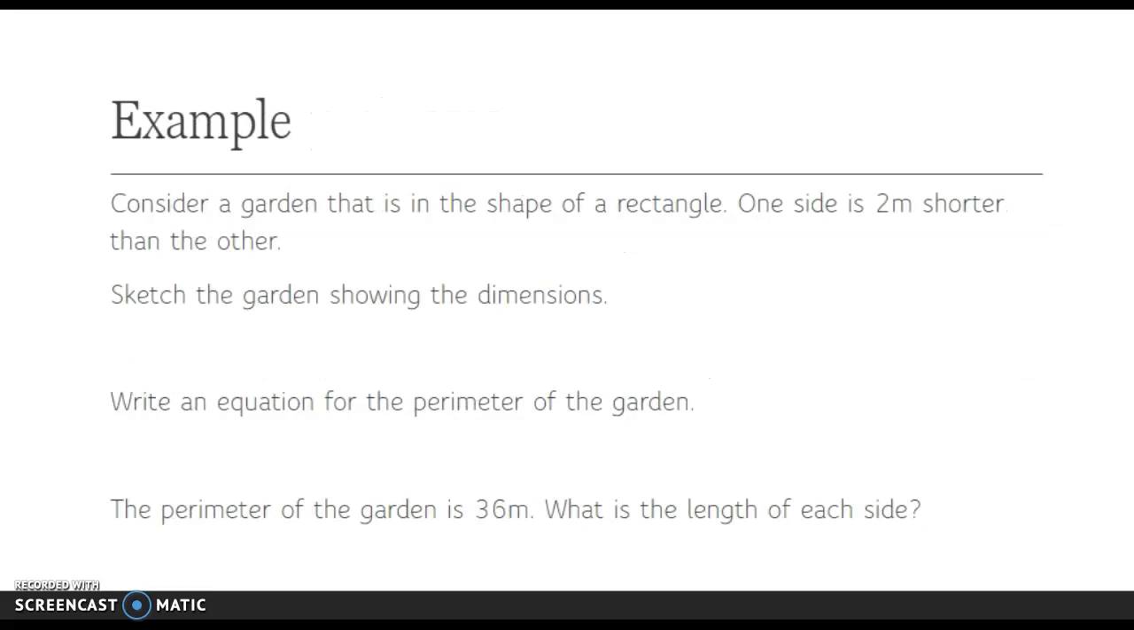Let's have a look at this example. There's a garden in the shape of a rectangle. One side's 2 meters shorter than the other. And the first thing we have to do is sketch the garden. It's often really good to draw a diagram regardless of whether it tells you to or not in the question. So let's start with doing a little sketch.